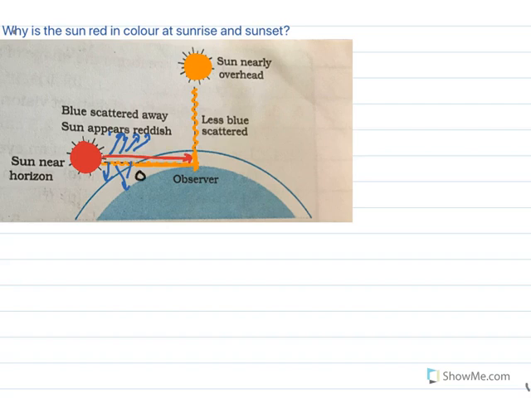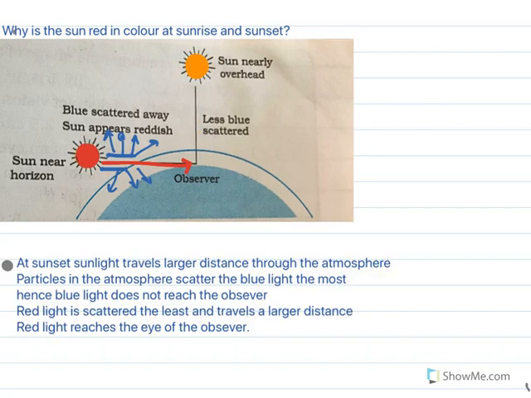It's important to note, for a person at this position here, the sky will appear blue, but for a person here where the sun is setting, the sun will appear red. So here we go over it again. At sunset, sunlight travels a larger distance through the atmosphere. Then the particles in the atmosphere scatter blue light the most. Hence, blue light does not reach the observer.